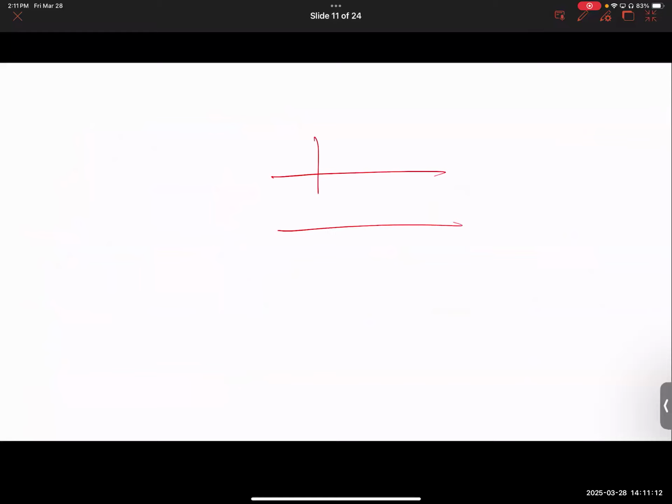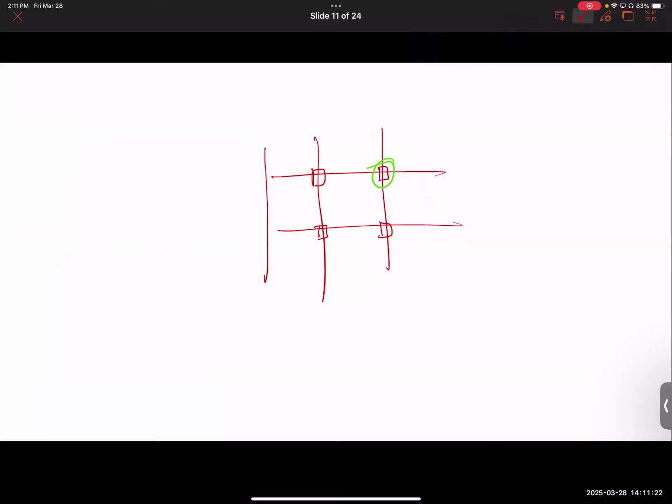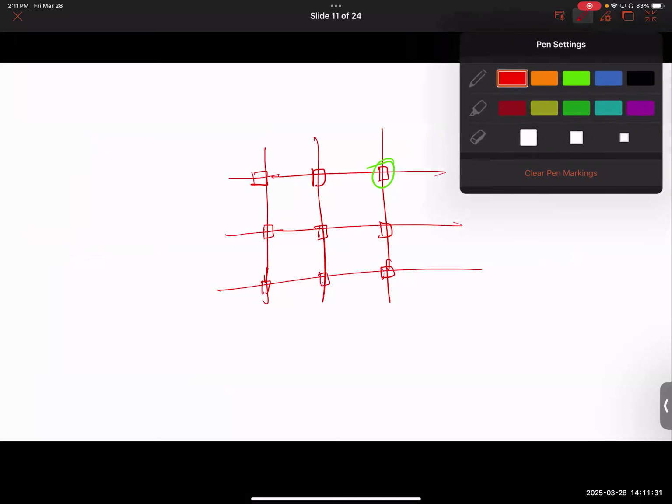Let me remind you one more time. So there are 4 cells. Maybe you want to access this one. Okay, let me just increase the number of cells a little bit more. That way it will probably be more meaningful.